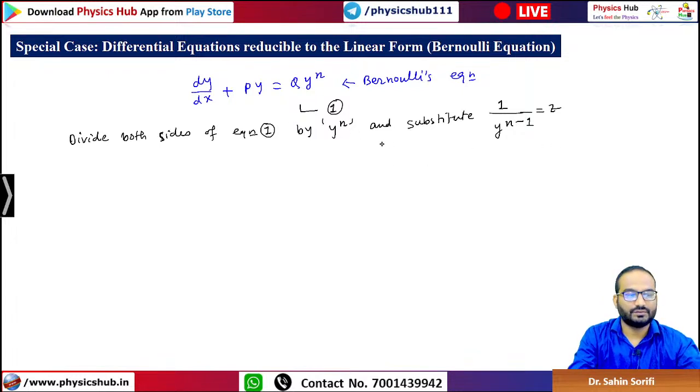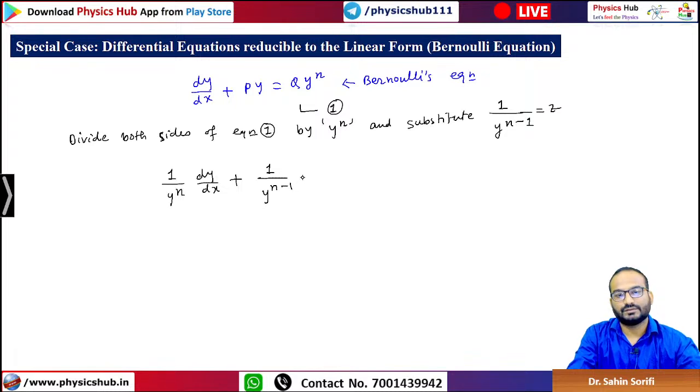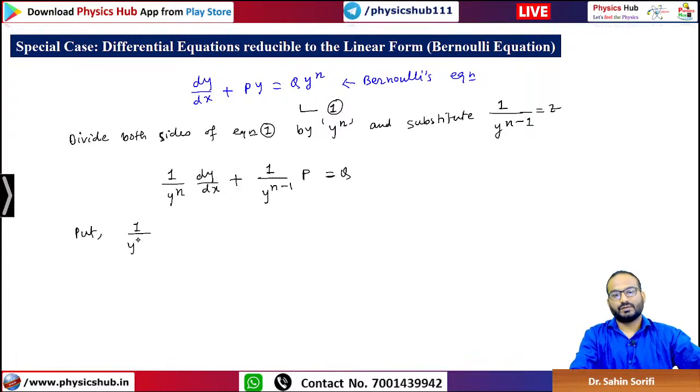So if you divide by y to the power n, what do you get? 1 by y to the power n dy by dx plus 1 by y to the power n minus 1 times P, because y was there. This is equals to Q, right? Now if you put 1 by y to the power n minus 1 equals to z, what do you get?